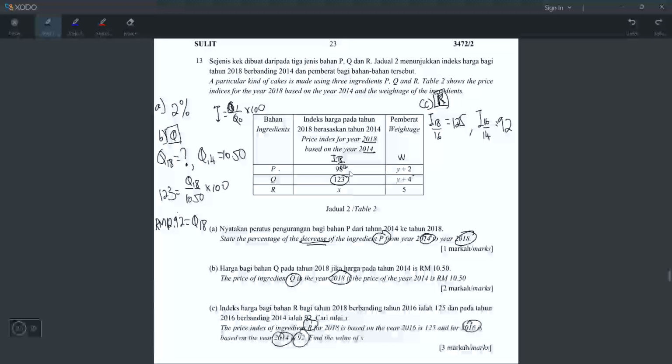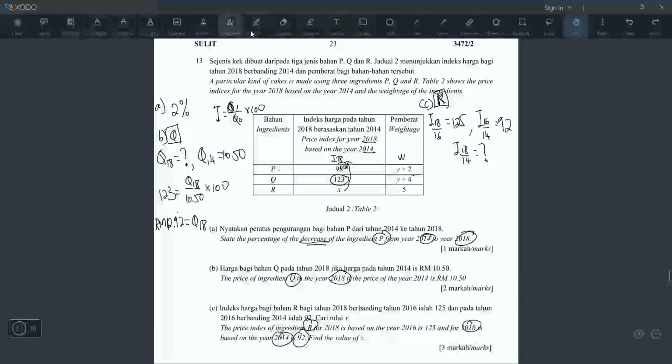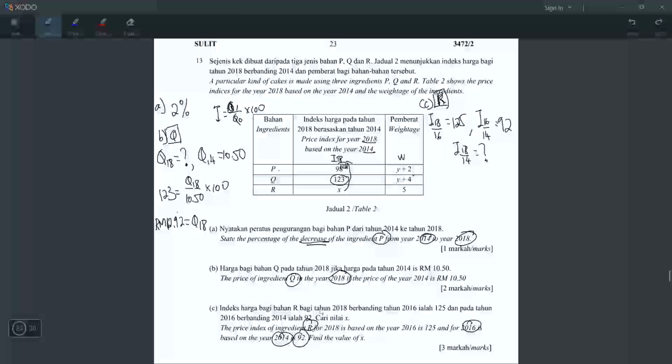Okay, X is what? If you look at the table, X is actually the I for 18, 14. So I want to find the I for 18, 14. So this is the question mark. So what method will I use? The smiley face method, right? Because this question involves 3 years already: 18, 16, and 14, right? So what I do is the smiley face.